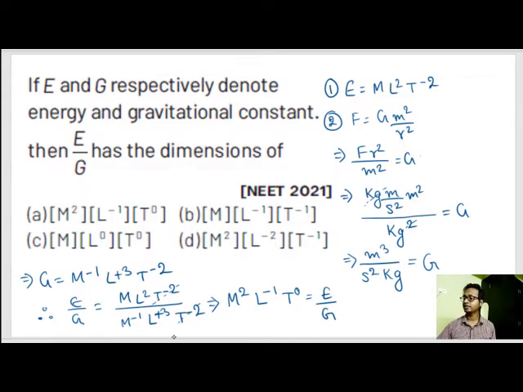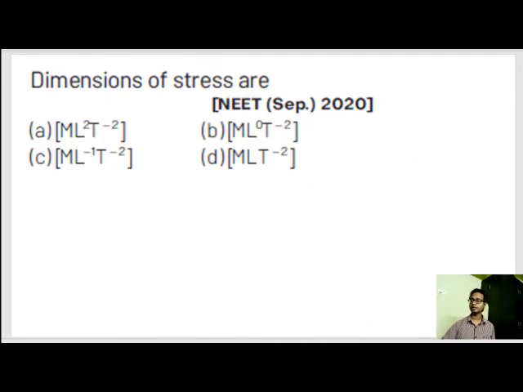Now let's match the option: m square L to the power minus 1 T to the power 0. So our correct option is option number A. This came in NEET 2021. Now let's look at the next question. The dimension of stress and strain are from the chapter strength of materials.